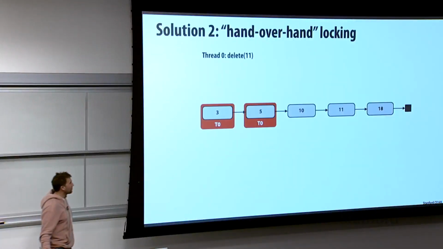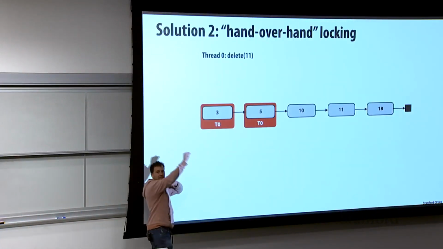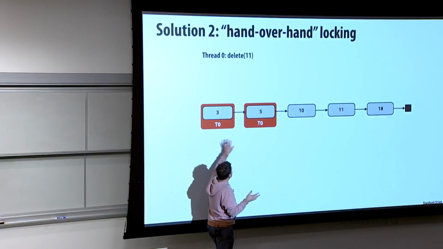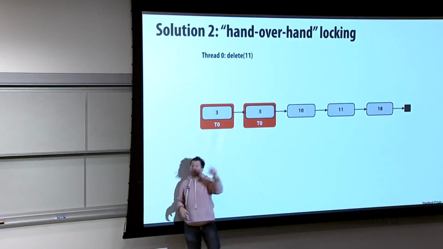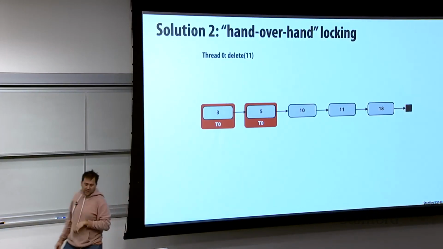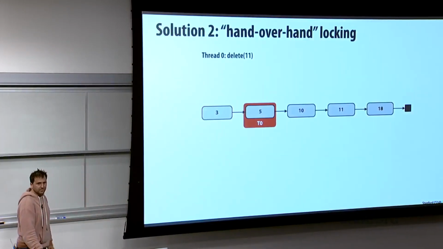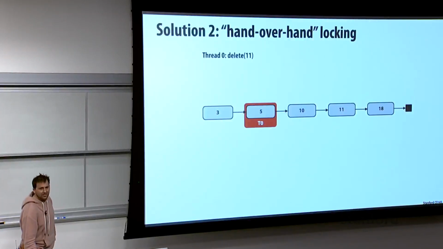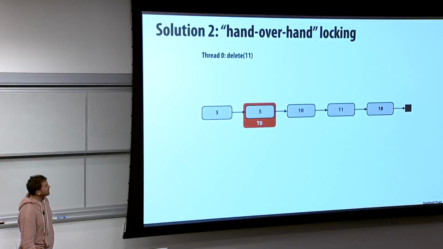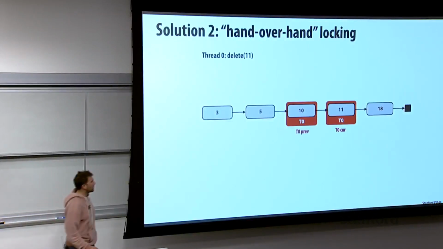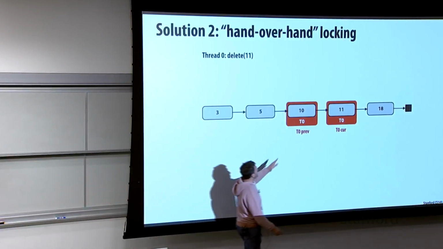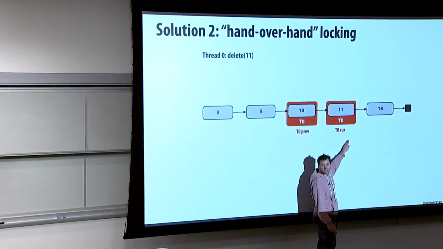So here's a scheme that embodies this hand-over-hand locking idea, where I'm inspired by what you're saying. I'm going to take the lock on 3, and then I'm going to take the lock on 5 before I release that lock on 3. Right? And then what do I do? Oh yeah, I'm deleting 11 here. So I need to keep going, right? So I need to take that lock on 10, release it, take that lock on 11. Okay. And at this point, these are my thread 0's previous pointer and current pointer in the linked list traversal.